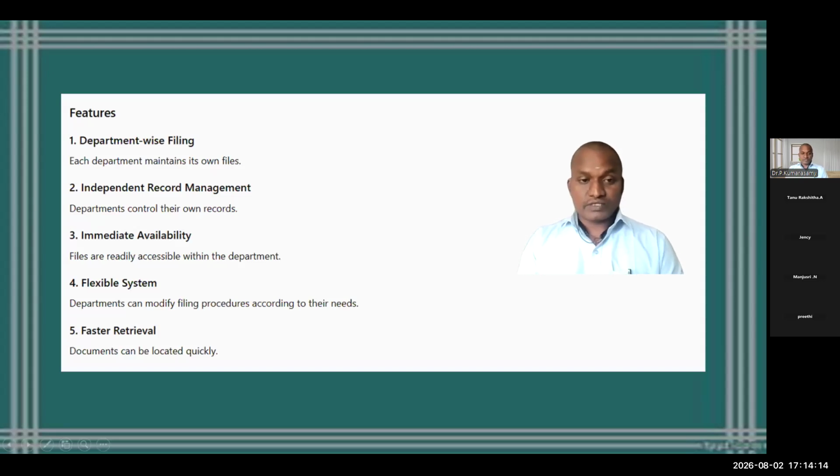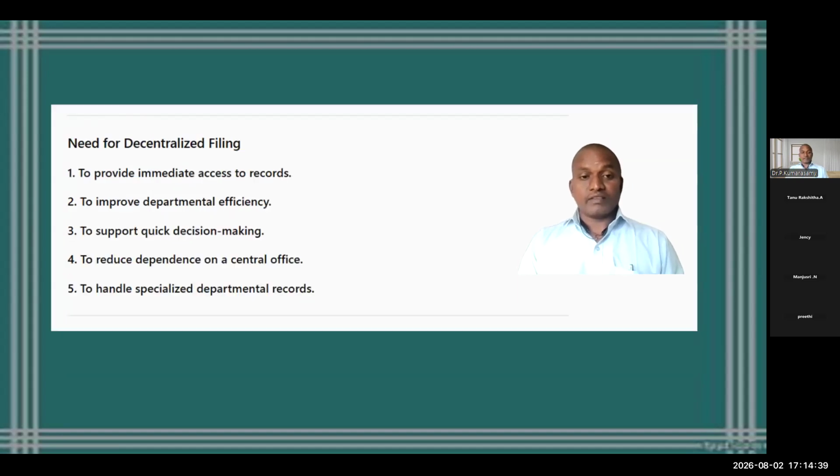Here, what are the features? The features of a decentralized filing system: department-wise filing, independent record management, immediate availability to the concerned department, flexibility depending on the requirements of a department, and faster retrieval whenever they need it for taking a decision. The need for decentralized filing: why do we need a decentralized filing system, or where do we need it?